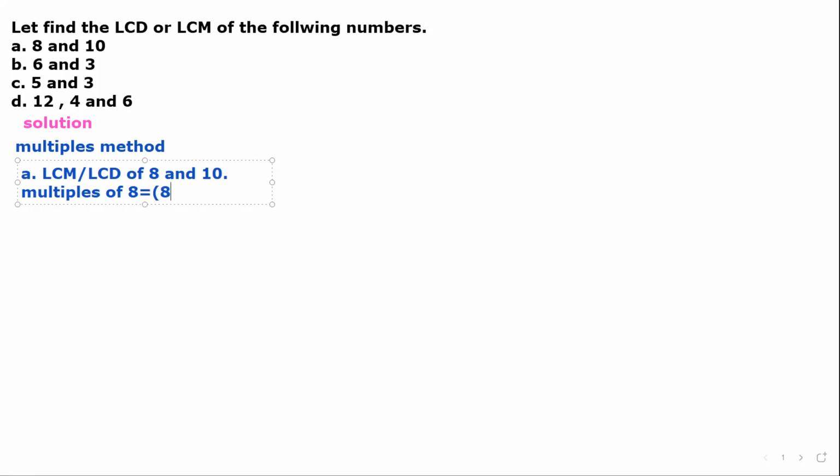Starting with 8, then 8 plus 8, that will be 16, plus 8, that will be 24, plus 8, that will be 32, plus 8, that will be 40, plus 8, 48, plus 8, 56, plus 8, 64, plus 8, 72, plus 8, 80, plus 8, 88.